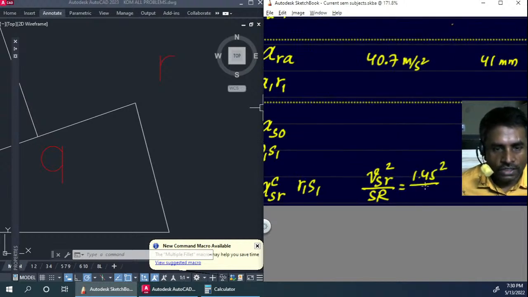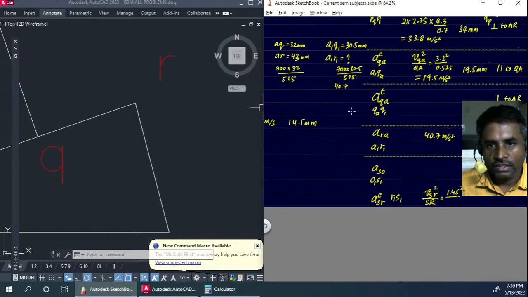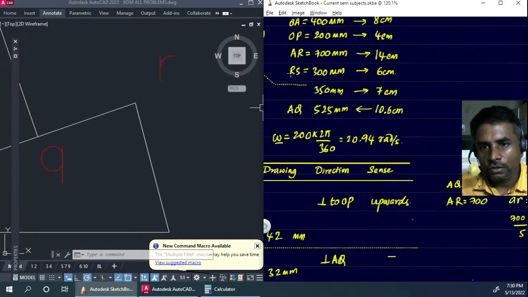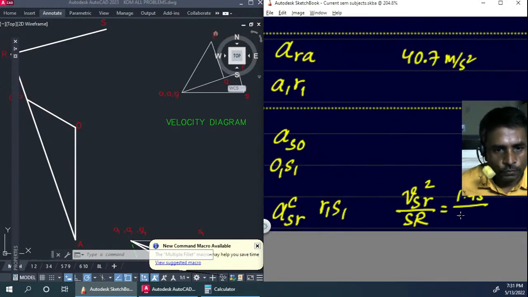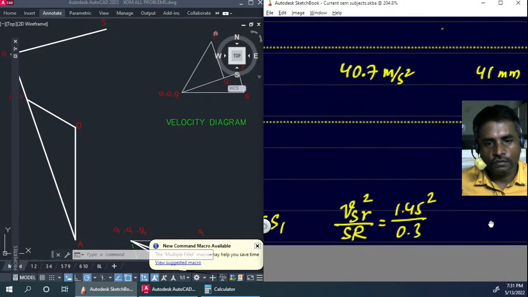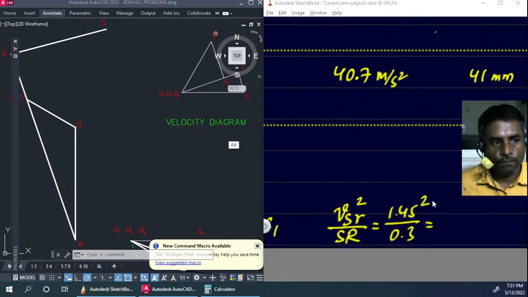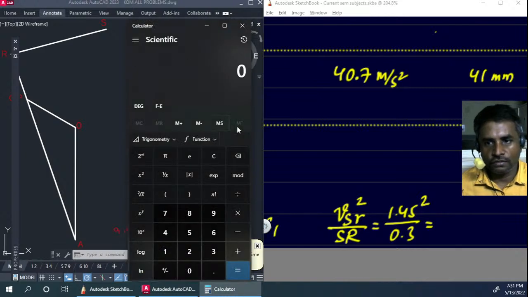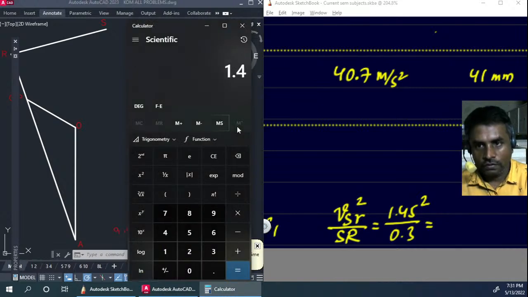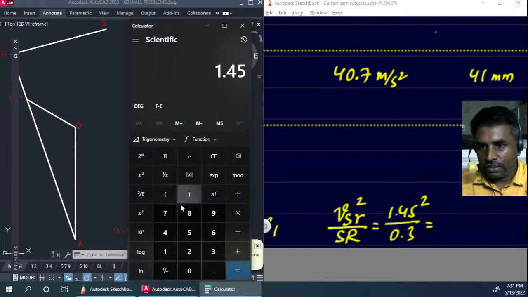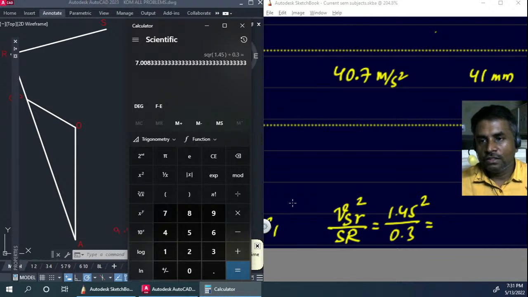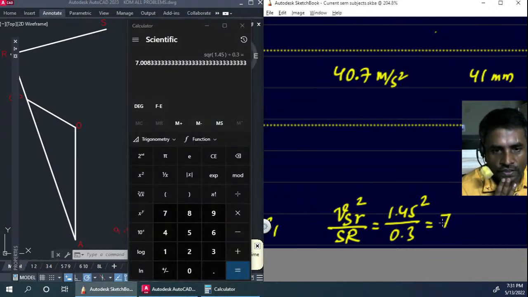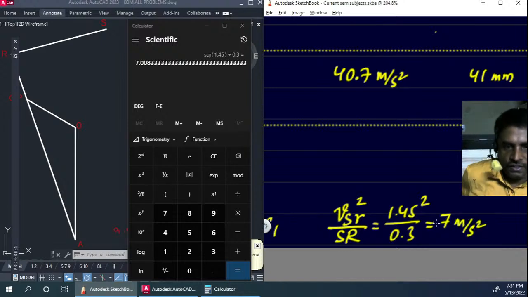So 1.45 squared, divided by SR. Again, we have to take the actual length SR or RS, that is 300 mm. We have to take that length in meters, so 0.3. Doing this calculation will give us the centripetal acceleration. Let's go ahead and calculate it. 1.45 squared divided by 0.3 gives almost exactly 7. So 7 meters per second square is the acceleration.